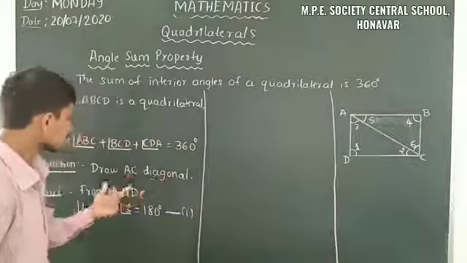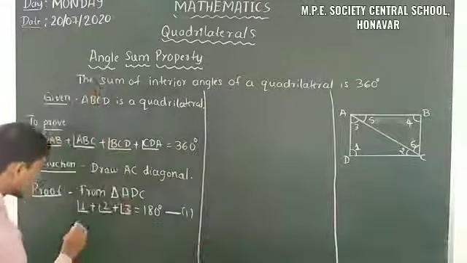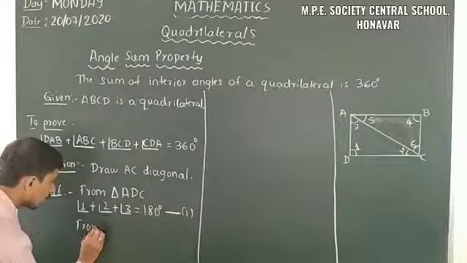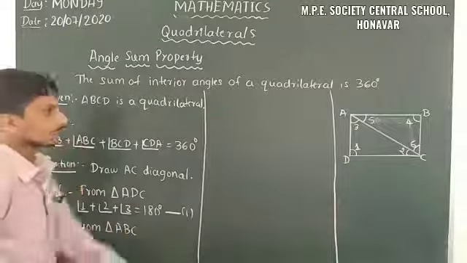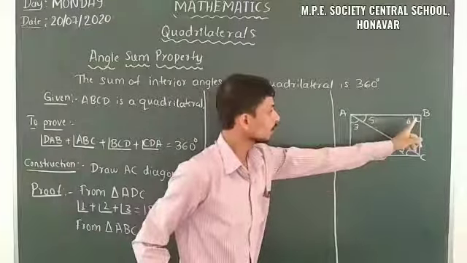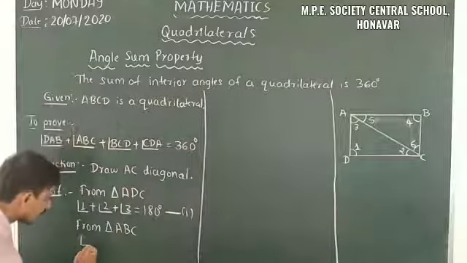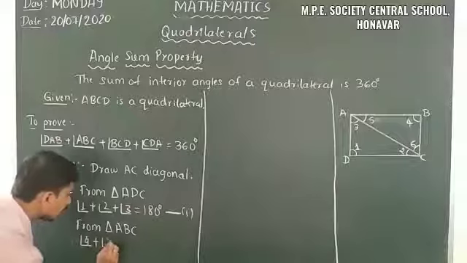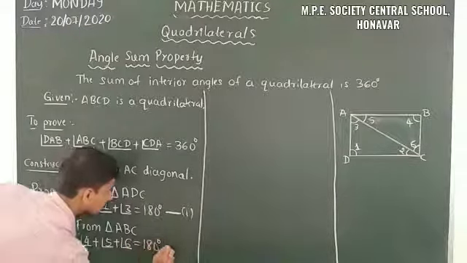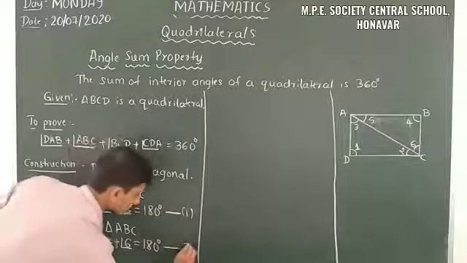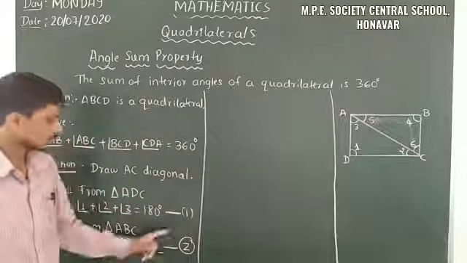So let us consider the second triangle, that is triangle ABC. From triangle ABC, what we have is angle 4 plus angle 5 plus angle 6 is equal to 180 degrees. So it is equation number 2.